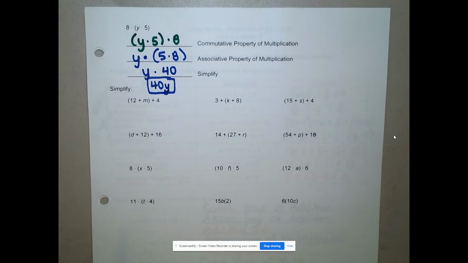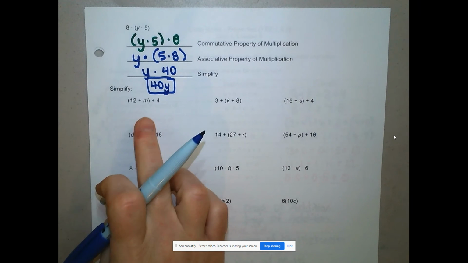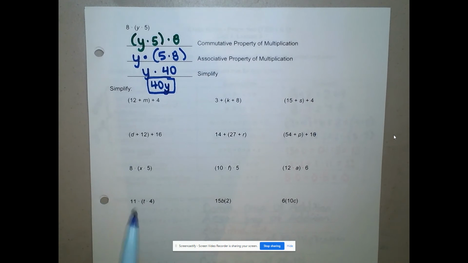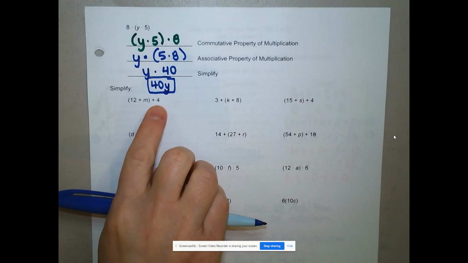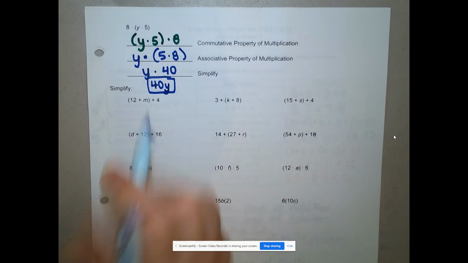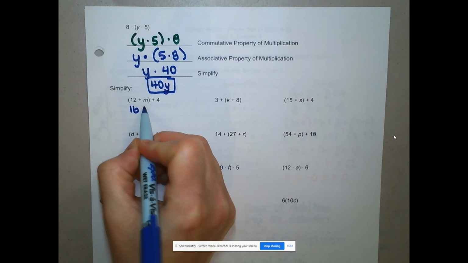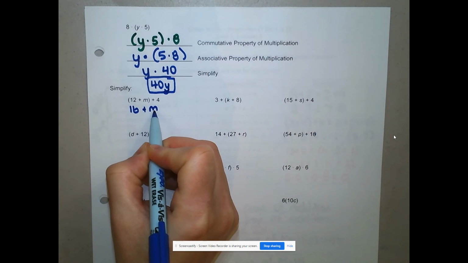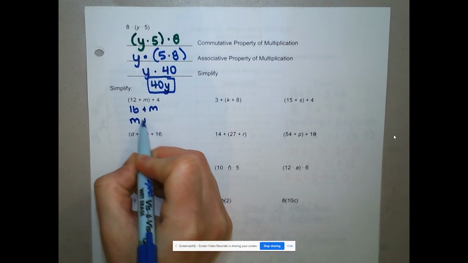That is the best way to leave our answer. And that's really what all of this lower half is going to come out to be. Can we do any combining to simplify, to make this simpler? I notice there's a 12 and there's a 4. Everything is addition, and 12 and 4 are both constants. So I could add them together and get 16 plus m, the better answer having the variable first, m plus 16.